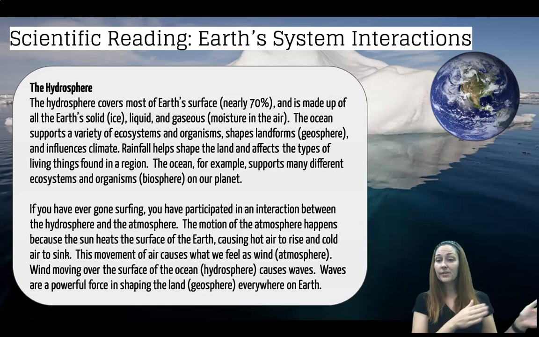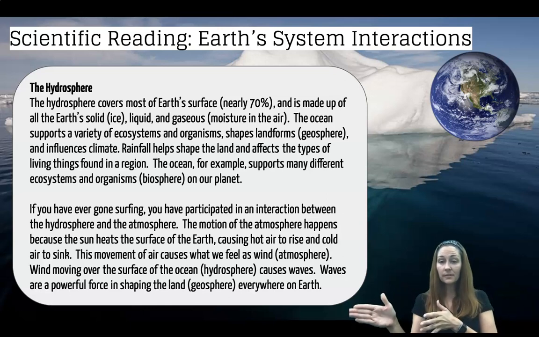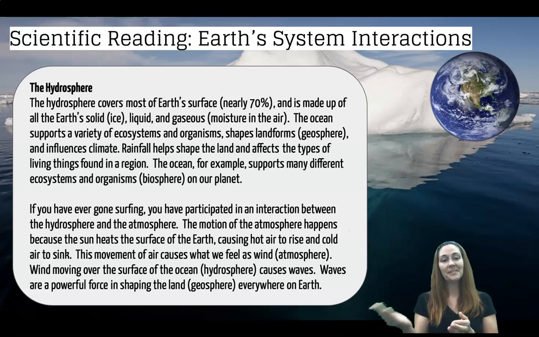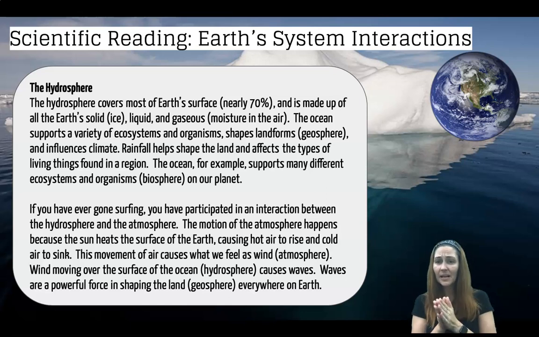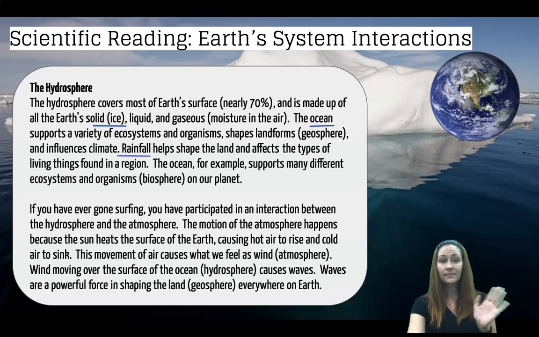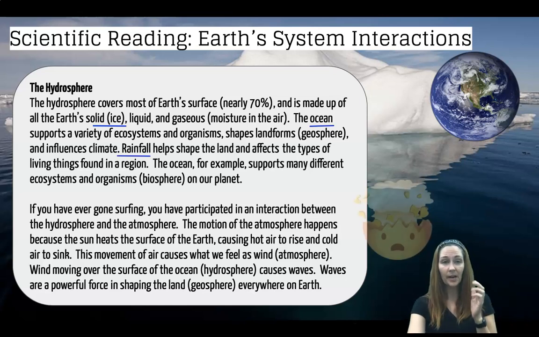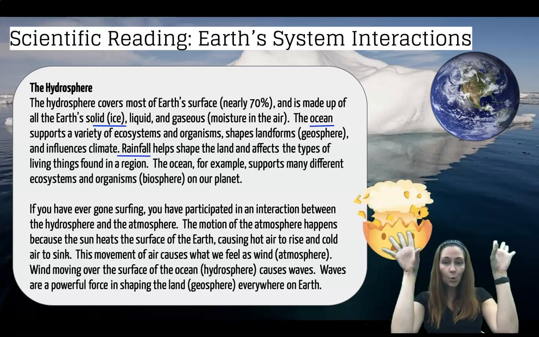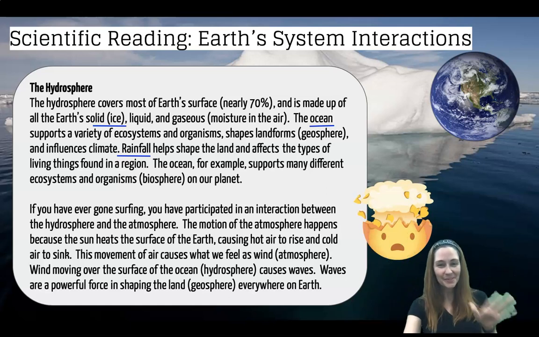Wind moving over the surface of the ocean, our hydrosphere, causes waves. And waves are powerful at shaping the land everywhere on Earth. Fascinating, huh? And think about it. Wind helps create waves. If you just blow on top of a glass of water, you can make mini waves, right? So once again, it's part of our ocean, rainfall. All of this is part of our hydrosphere. Right? So cool.